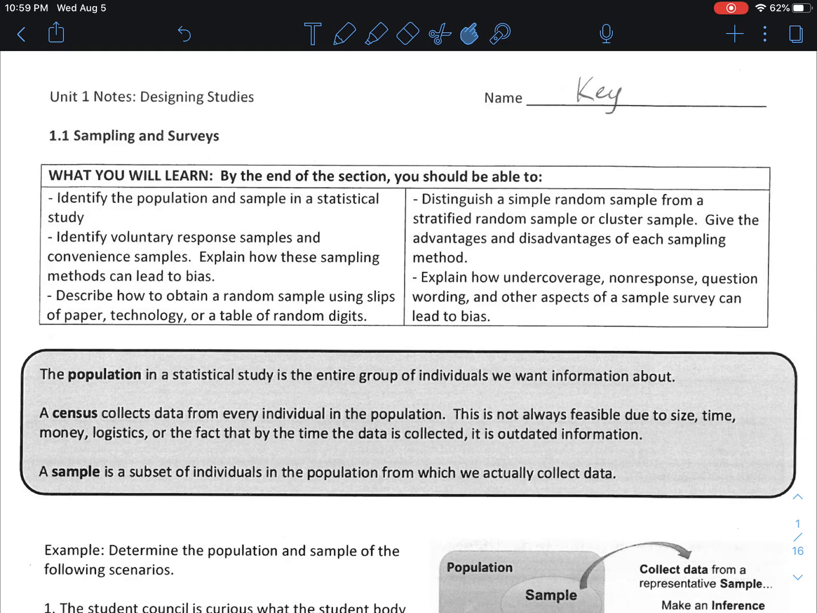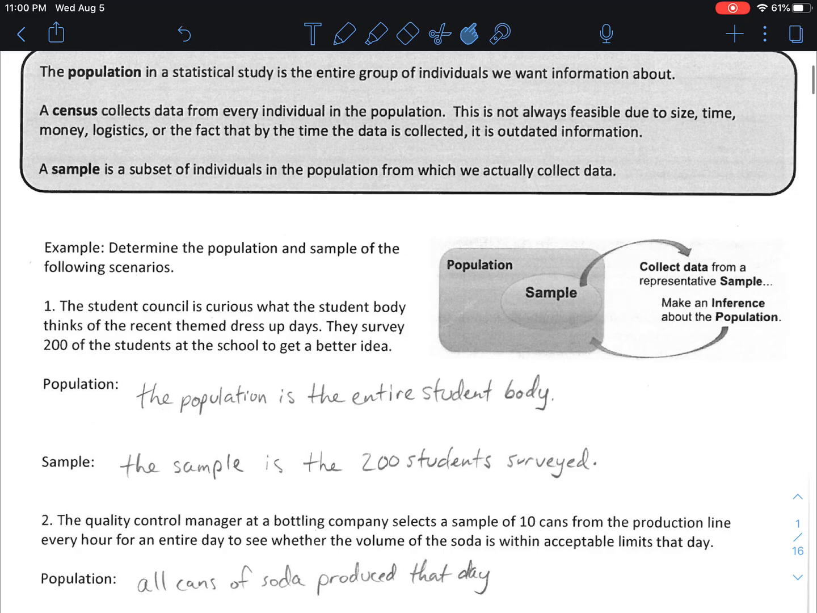You are going to take a sample from a population. Population is all of the people. A sample is a smaller number of people, whether that's 10 or 1,000, doesn't matter. And you're going to use information from just the sample to try to make a conclusion about the population. Okay? So here we go.